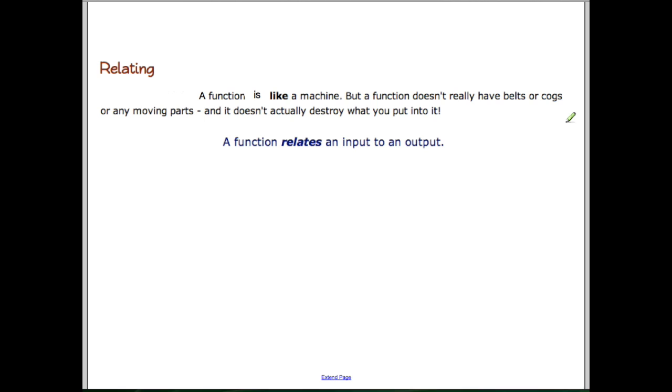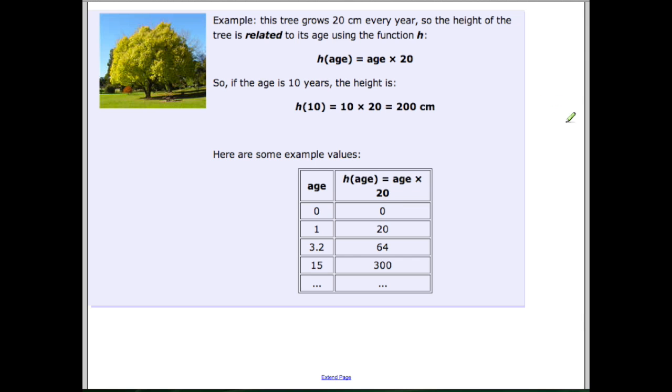So as I said earlier, a function is like a machine, but a function doesn't really have belts or cogs or any moving parts, and it doesn't actually destroy what you put into it. A function relates an input to an output. We'll look at another example.